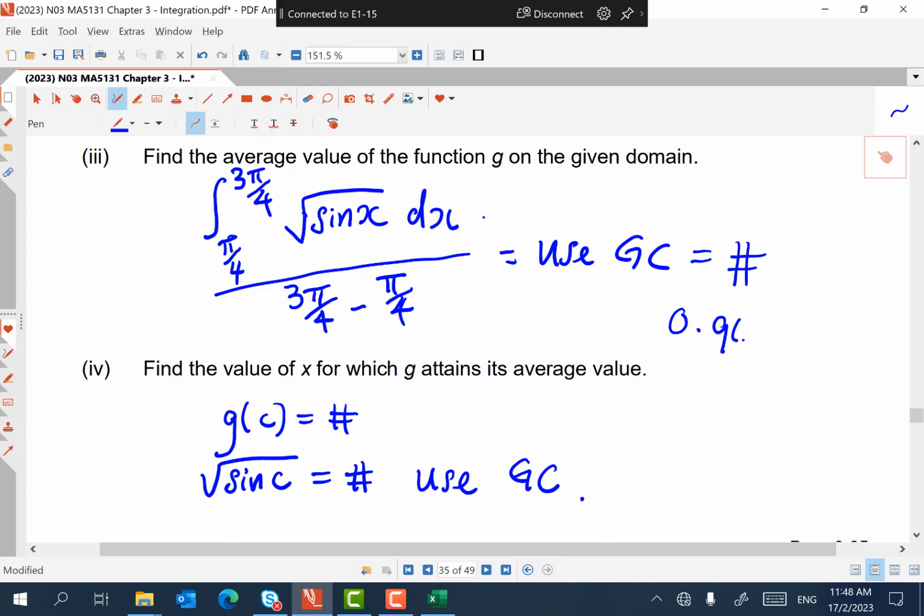0.947, is it? Okay, thank you. Okay, so the answer shared by Viresh is 0.947.